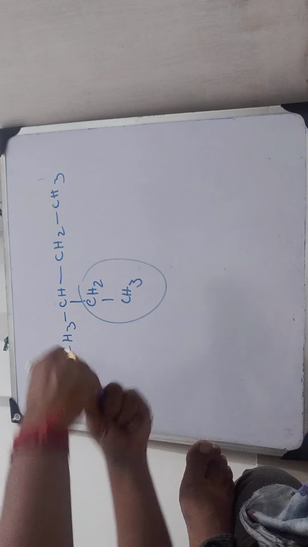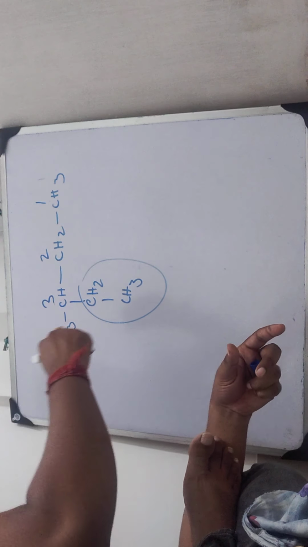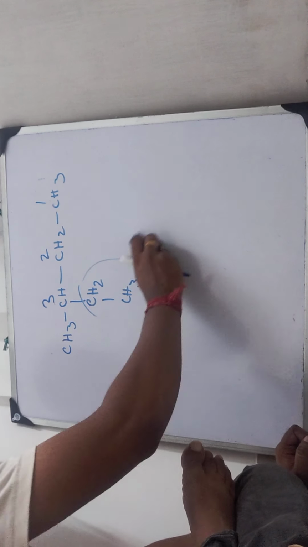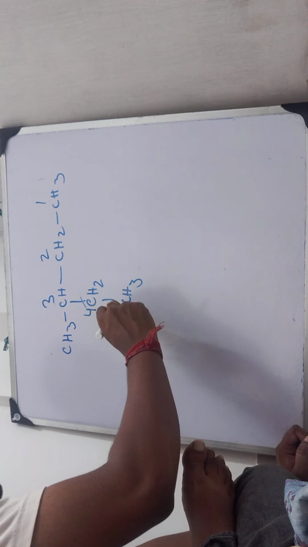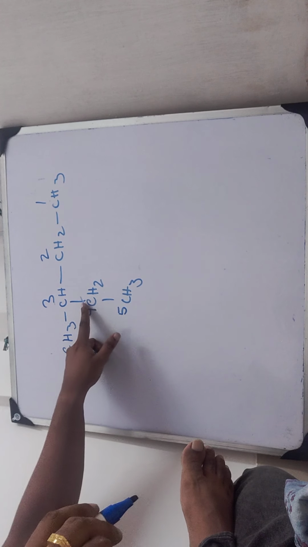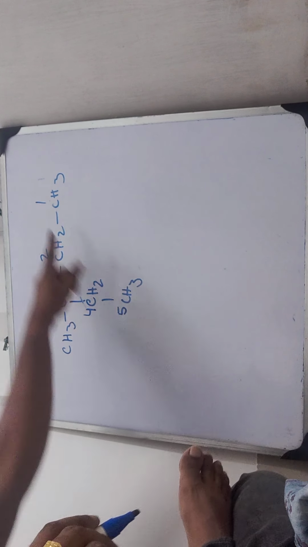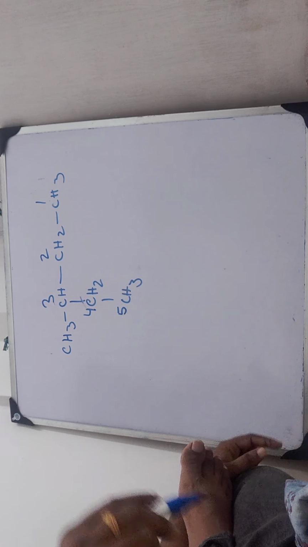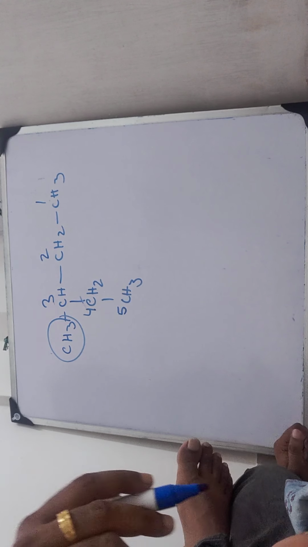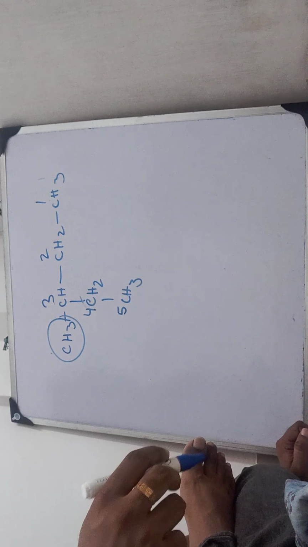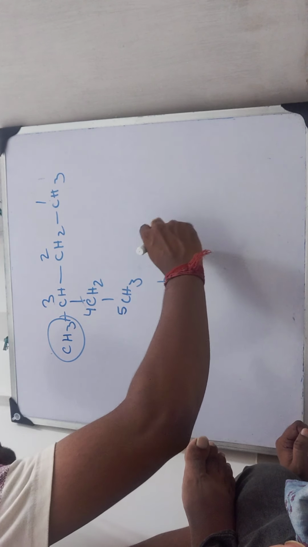If we place 1 here, then 2, 1 is connected to 2, then 3, 2 is connected to 3, then we can continue the numbering going downwards. Number 4 can be placed here, number 5 can be placed here. Why? Because number 4 is connected to number 3 and number 5 is connected to number 4. Now this has become the longest chain, and this CH3 will be considered as a branch. How many carbons are there in the longest chain? 5, that is pent, and as all the bonds are single bonds, that is pentane.